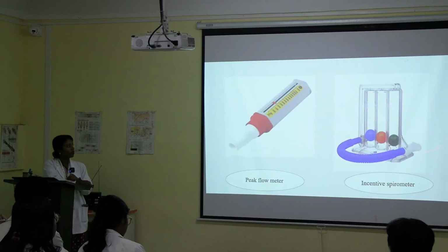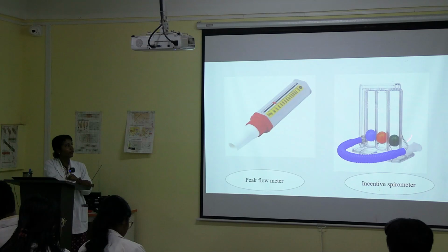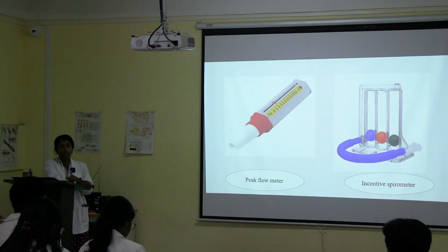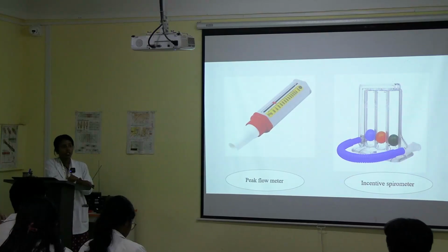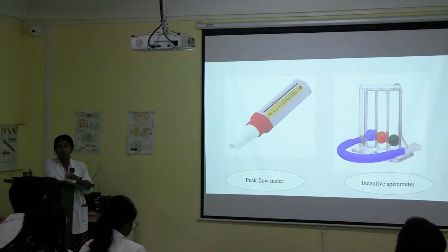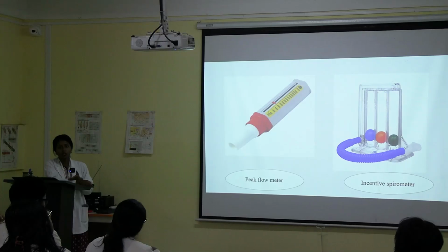This one, have you seen this one? So this is given to post-surgery patients, those who have had surgery, to perform. This is the incentive spirometer. After the surgery, after the anesthesia, the patient is told, you have to perform the spirometry so that the lung function improves, okay.